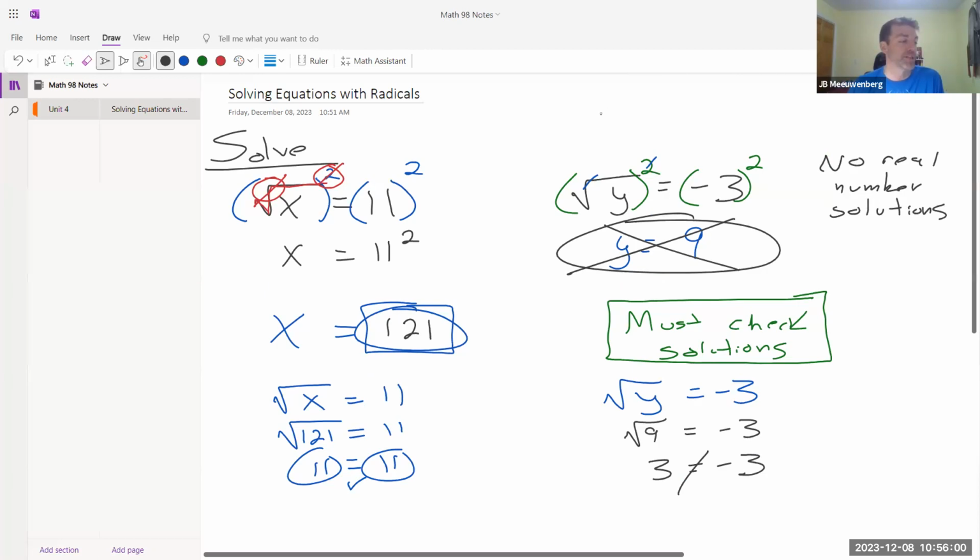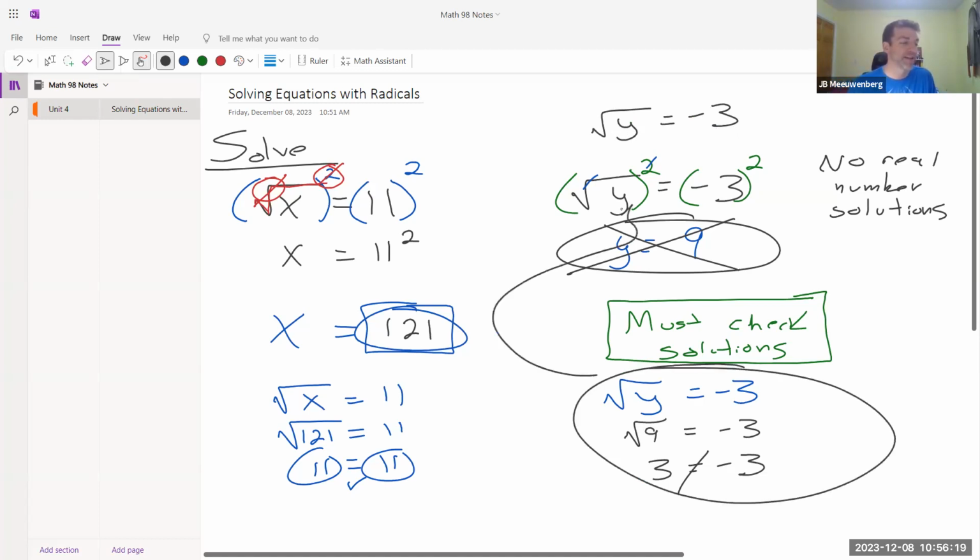You may have even noticed this at the very beginning. When you saw the square root of y is equal to -3, you may have remembered that you can never take the square root of any number and get something negative. And so you might have recognized that right away. If you don't, no worries. You can still always check it at the end to see that it does not work.